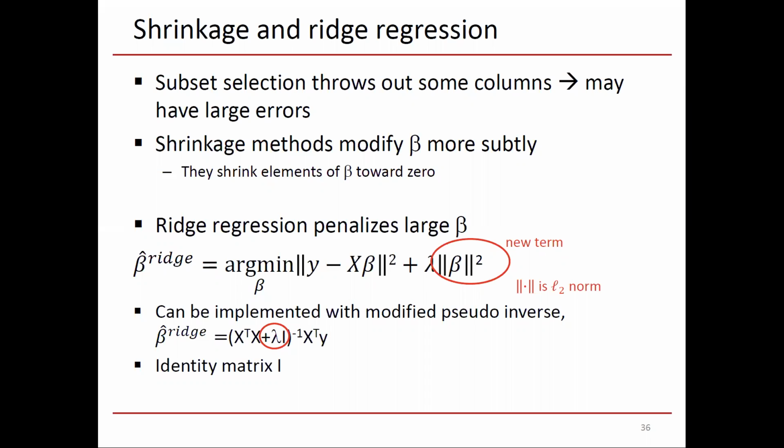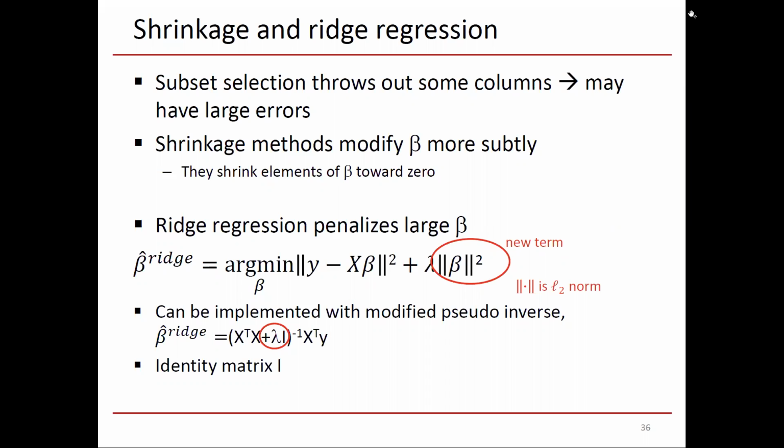Or alternately, there may be situations where you really believe that there are a lot of zeros in the system. For example, the communication problem. But yes, it may introduce large errors. So in the general case, this needs to be handled with care. And shrinkage methods modify the beta, the set of estimated parameters, in a more subtle way. They don't butcher it towards zero. They shrink it. They pull it gently towards zero.